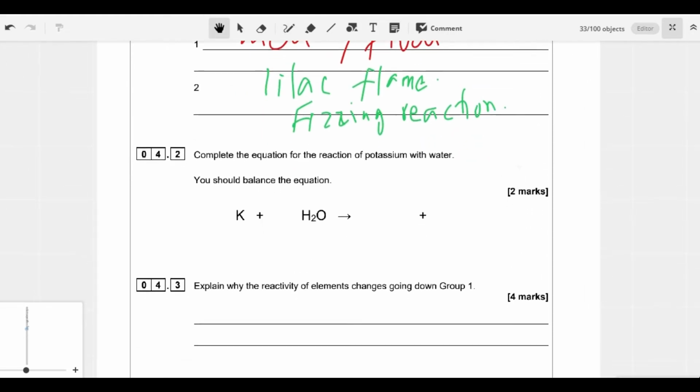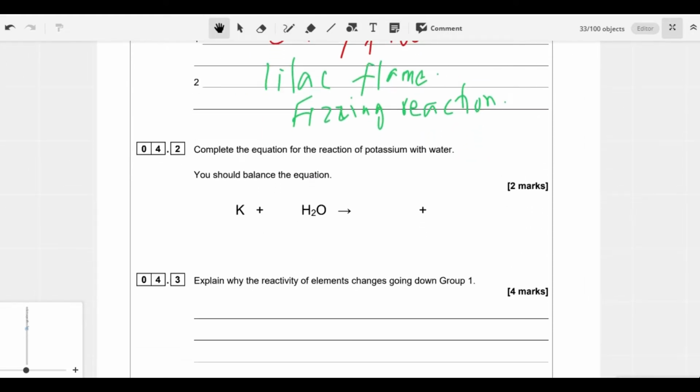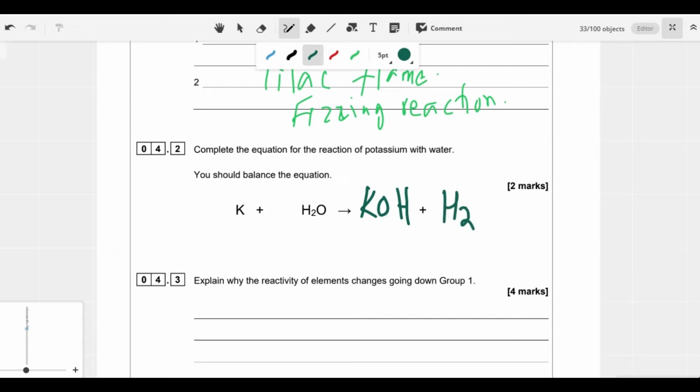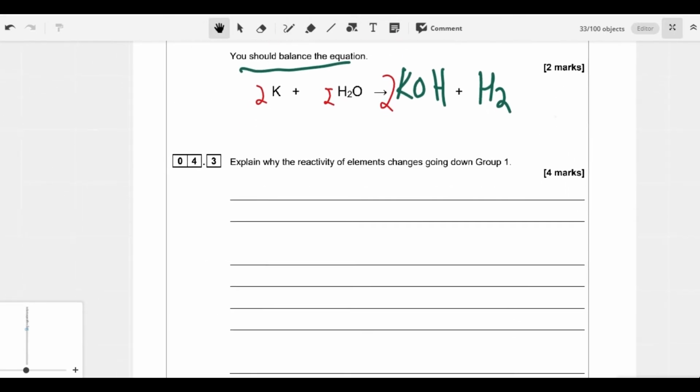Okay, and here you have to complete this equation. As I already mentioned, it will make potassium hydroxide along with a gas, hydrogen gas. You need to balance this equation. Here we need 2 moles of potassium along with 2 moles of water, that will make 2 moles of potassium hydroxide and hydrogen gas.